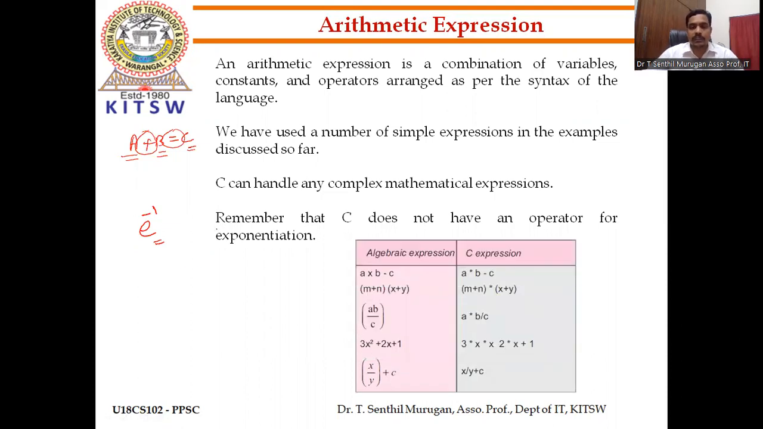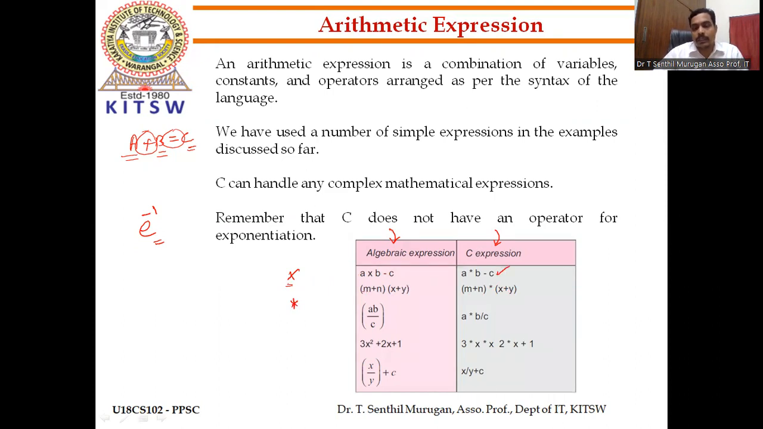You see here algebraic expressions and C expressions. Normally how can we write it? A into B minus C. This is a simple expression. In C language, there is no x symbol for multiplication. Instead of that, we use the asterisk symbol. So we will write like this.